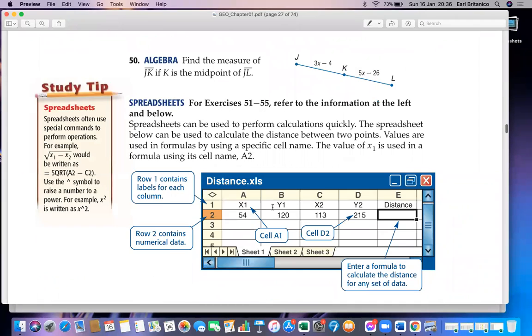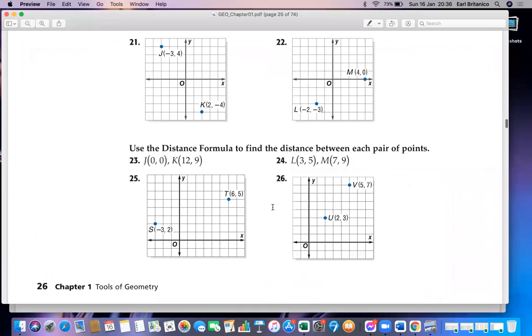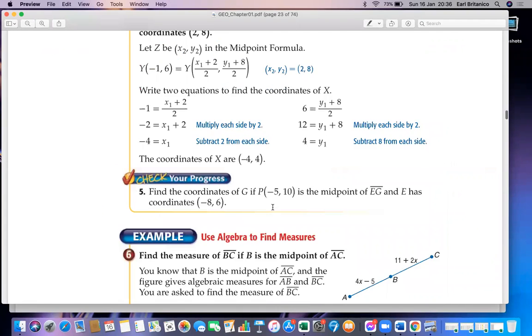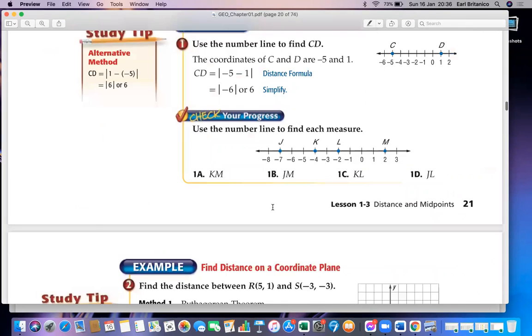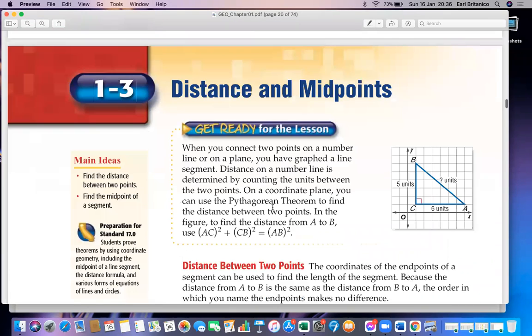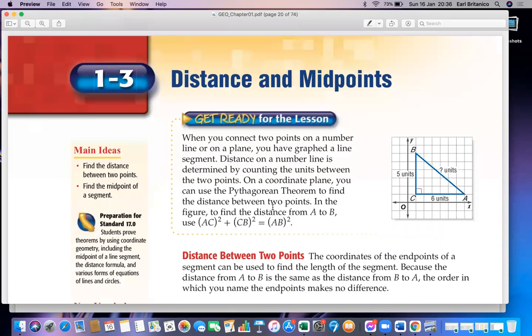Midpoints and distances. So, distance and midpoints. Okay, so distance in geometry is finding the length, the distance between 2 points. For example, here in the figure, you see from point A to point B. You can find the distance from point A to point C, or from point B to point C.